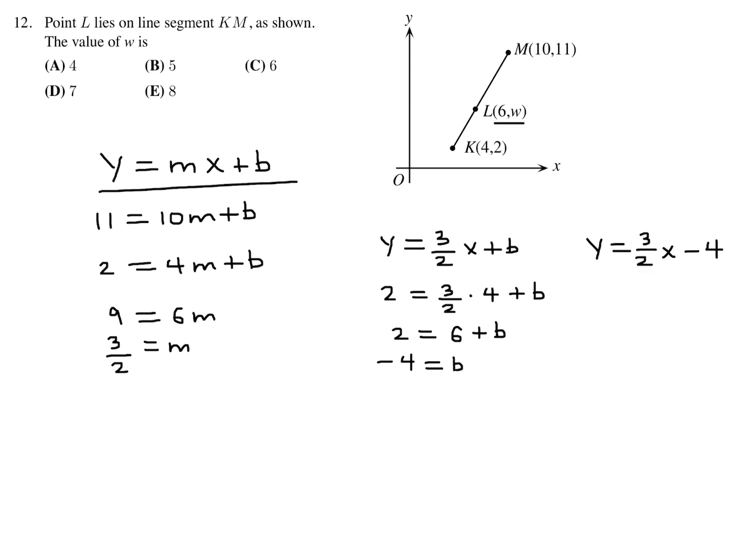And now we just substitute in the 6 for x, and then we can figure out w. So w is equal to 3 over 2 times 6 minus 4. And that looks like 9 minus 4. And therefore w is equal to 5. So number 12, the answer is B.